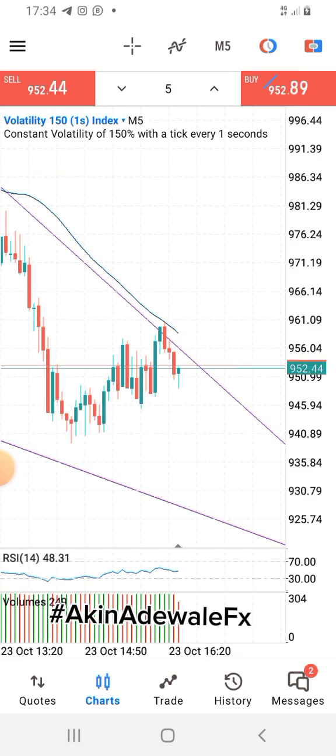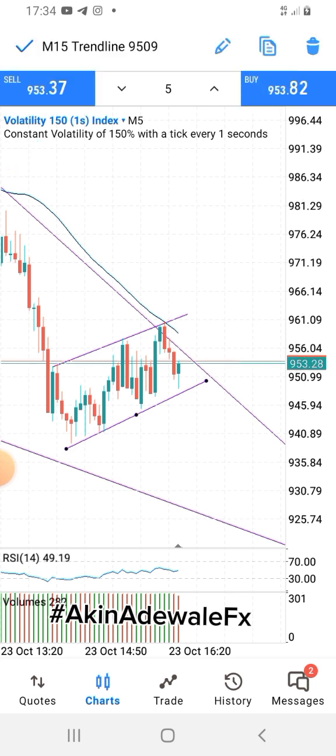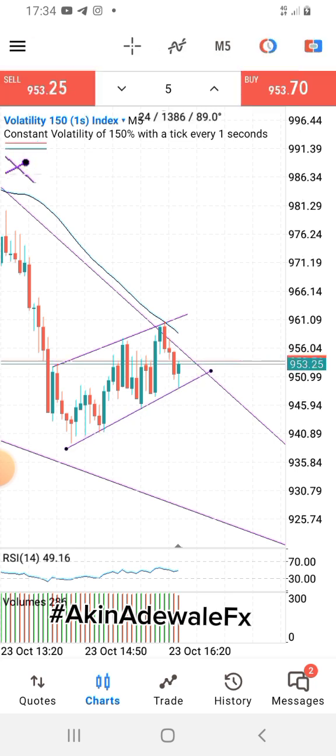Here on another trade, we're looking to take on the Volatility 150 (1s) Index on the 5 minute time frame. We have identified a bearish trend, and we are seeing a bearish flag forming. What is a bearish flag? It's a little consolidation to the upside on a bearish trend where price is trying to correct itself.